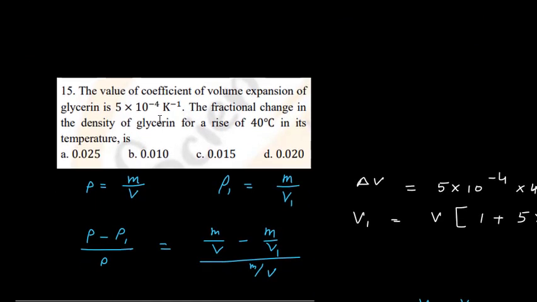Okay, now this 15th problem. The value of the coefficient of volume expansion of glycerin is 5 into 10 power minus 4 per Kelvin. We can write it in per degree Celsius or per Kelvin. Find the fractional change in density of glycerin for a rise of 40 degrees Celsius in it.